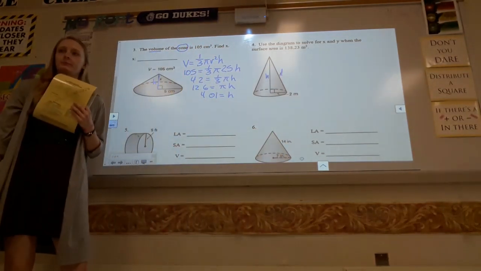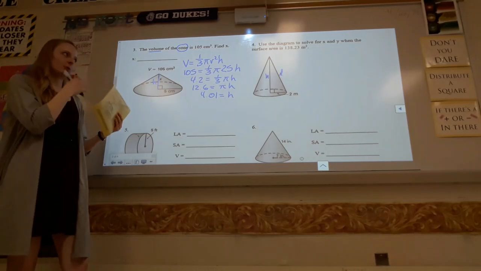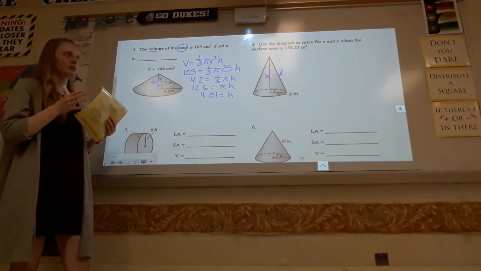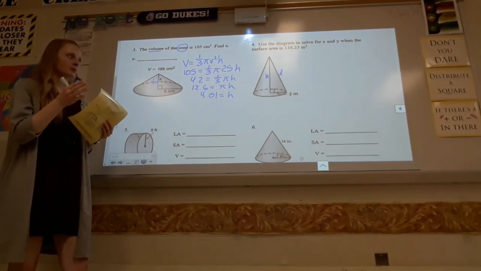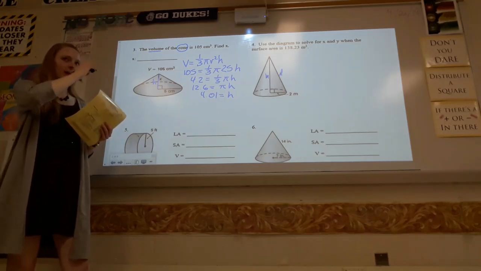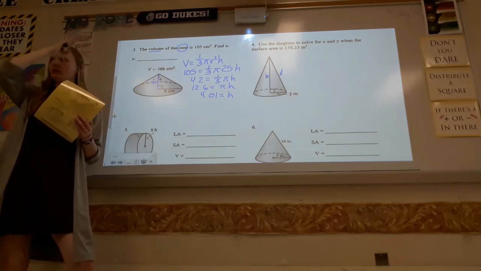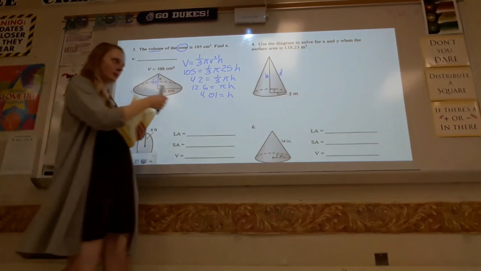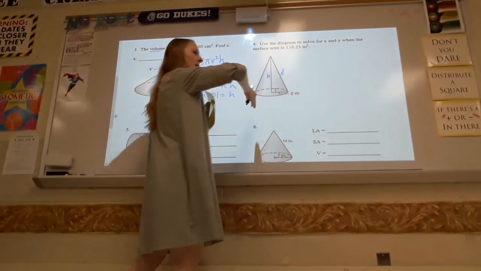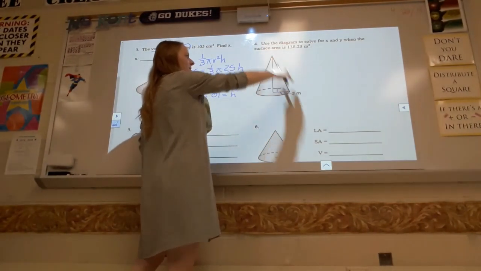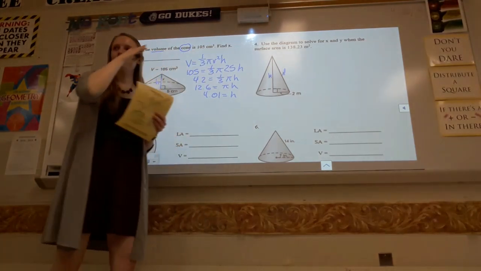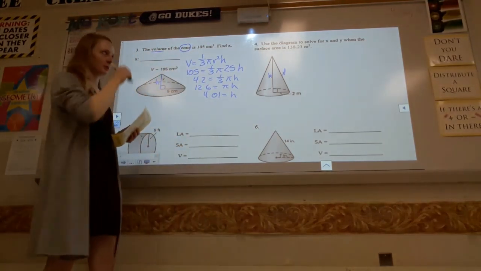When I was grading the quizzes, I don't understand how this happened, but some of you were calling the slant height the height, like in the formula, saying, oh, this is h, right? But no, h has to be the vertical one, the straight up and down. The slant height is the one that's slanted. So you should be able to see that visually in the picture.